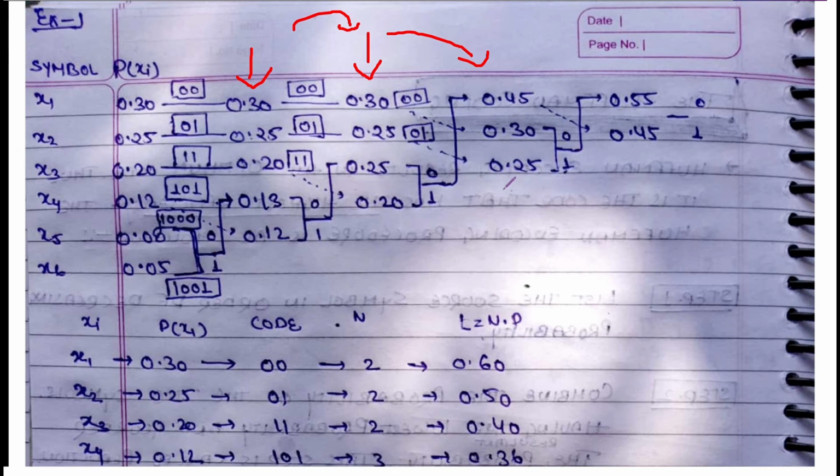Again I'm going to add the bottom two values, so I'll get 0.55 which will go on the top, and 0.45 will come here. Now of course I cannot add or create any more columns because I have only two values, so I'm going to assign them bit values 0 and 1, right? Now as I discussed in the previous numerical also, you simply have to backtrack for each value.